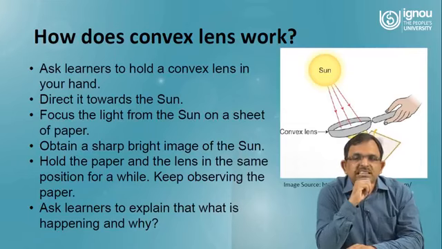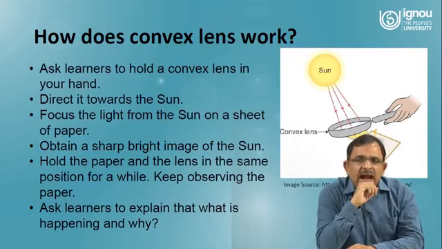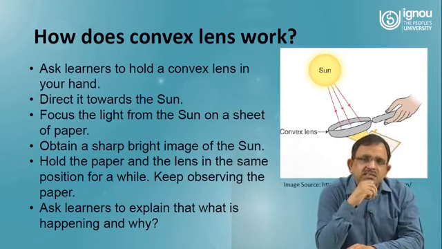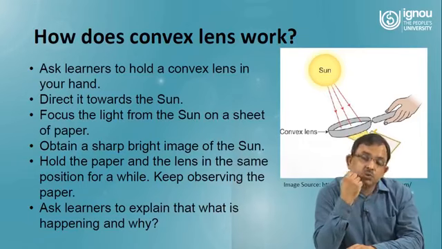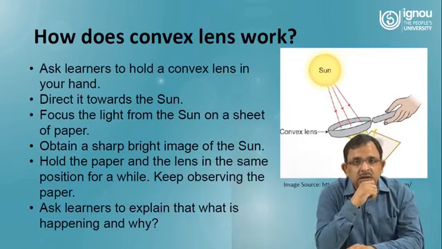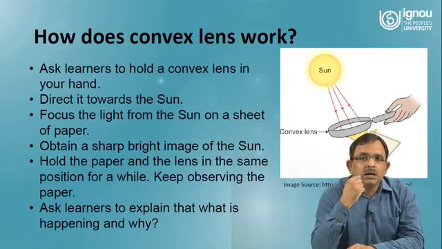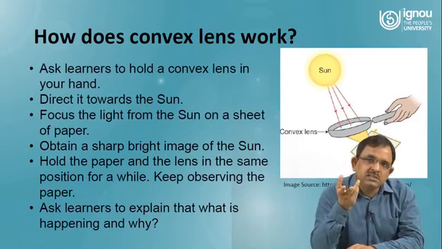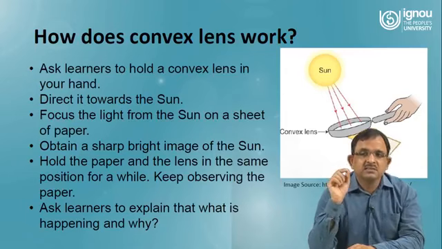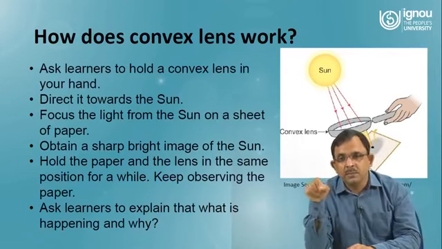Now, how does a convex lens work? In childhood, we all have done this experiment. Even many students have done this experiment, that we give them a convex lens, they put it in front of the sun, and they try to converge the rays of the sun to a point on the paper, and the paper got burned.